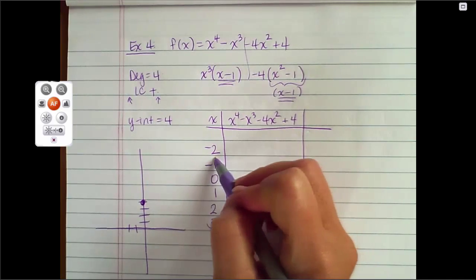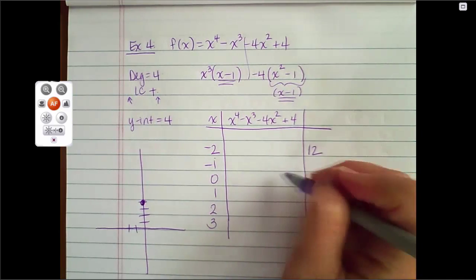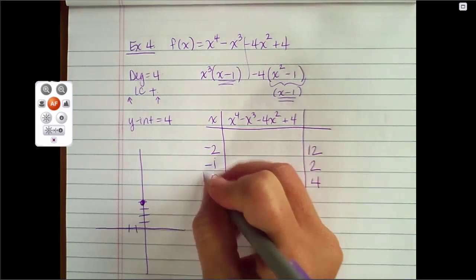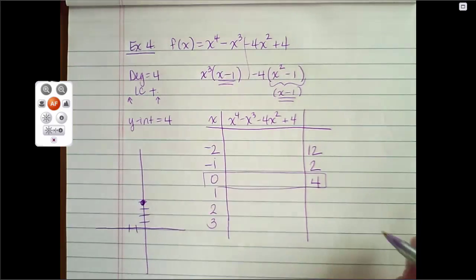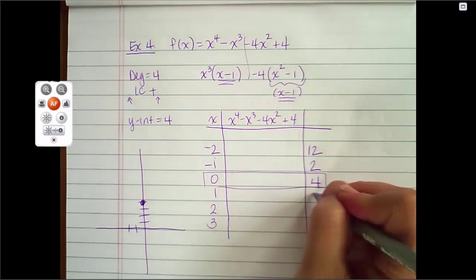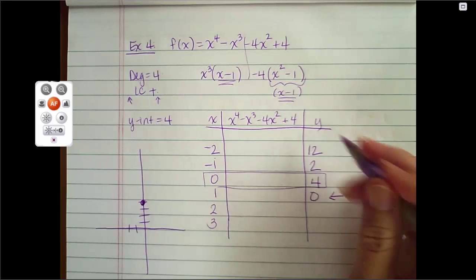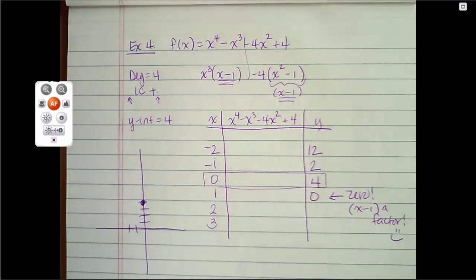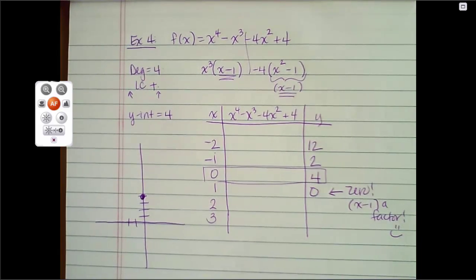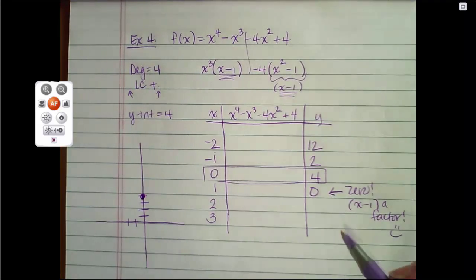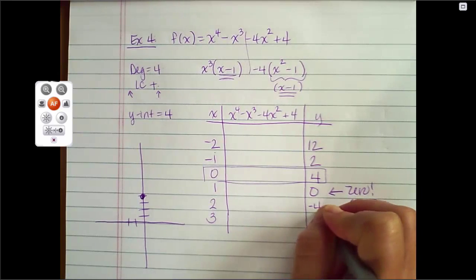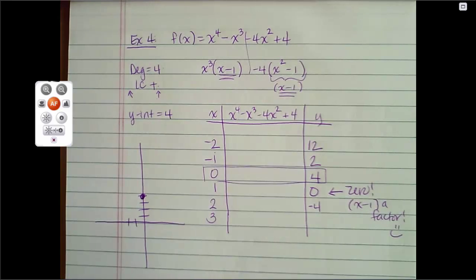When x is negative 2, we get a y value of 12. When x is negative 1, we get 2. When x is 0, 4. That should not be a surprise because that's my y-intercept. When x is 1, I get 0. Here, there's a 0, which means x minus 1 was indeed a factor. We kind of thought so. Now we know for certain. And we'll talk about y again later. That's a bit of foreshadowing, like I said before. When x is 2, y is negative 4. And when x is 3, y is some big number.